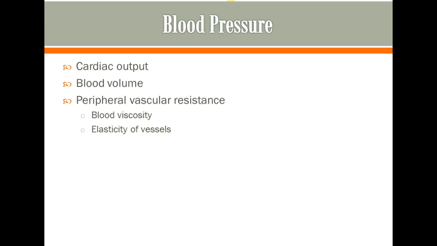Cardiac output is the stroke volume, the amount per beat, times heart rate. And roughly, in most people, it's about 5.5 liters per minute. Blood volume is total volume in the vascular system, and it's about 5 liters in adults. Peripheral vascular resistance is affected by blood viscosity. The thicker the blood, the more increased resistance. And elasticity of vessels, the ability for those vessels to be compliant. Are they rigid, which causes more force to be exerted to get the blood moving?